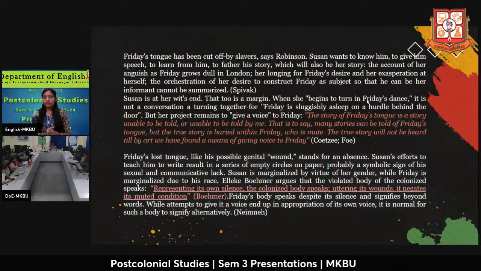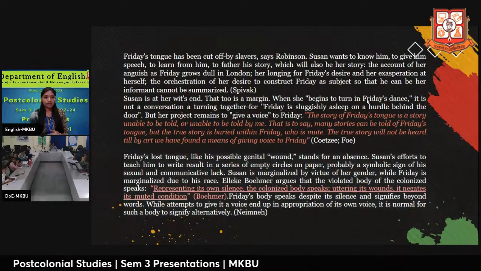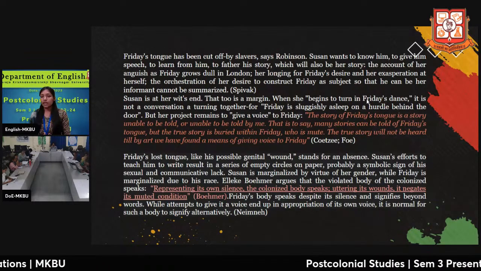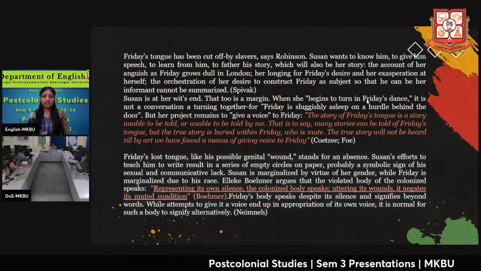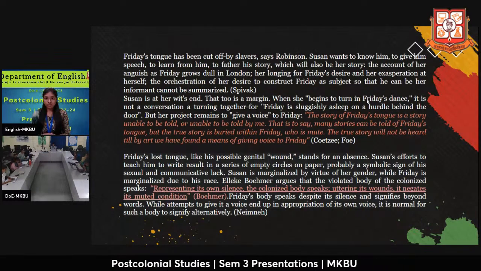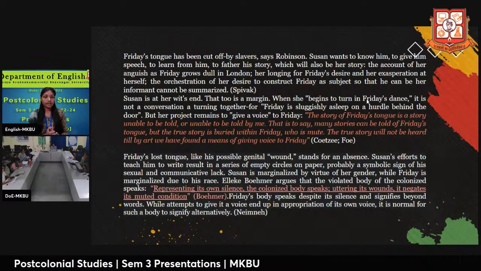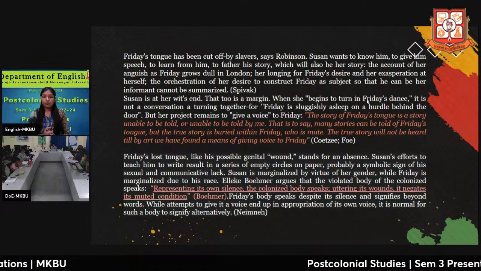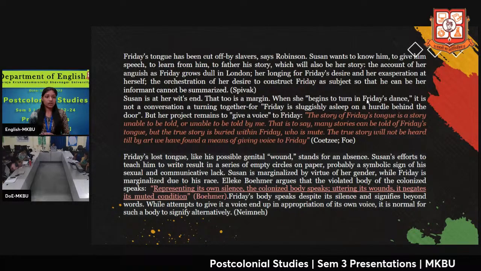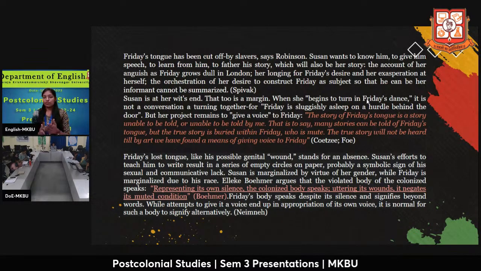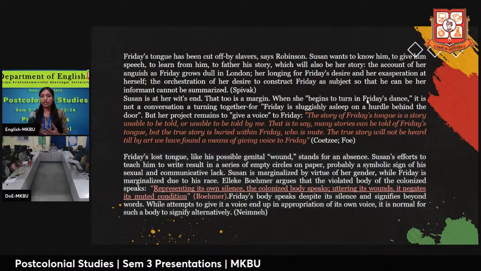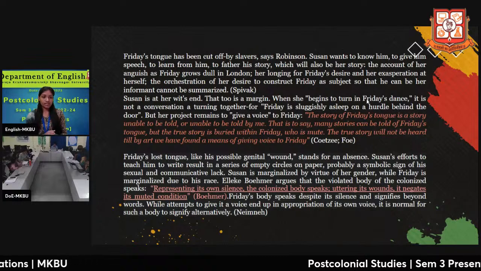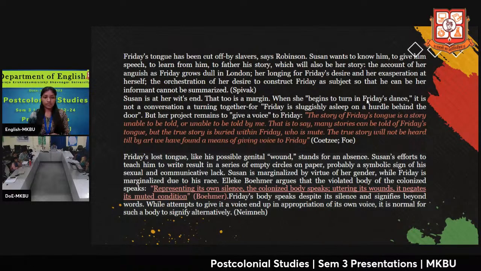So this was the marginalization of women. Now let's see the marginalization of the voiceless. Here the character Friday is the marginalized slave. Friday's tongue has been cut off by slavers, says Robinson. Susan wants to know him and to give him speech. In this entire text, we find that Susan wants to give him a voice, but cannot. Susan is at her wits' end. That too is a margin.